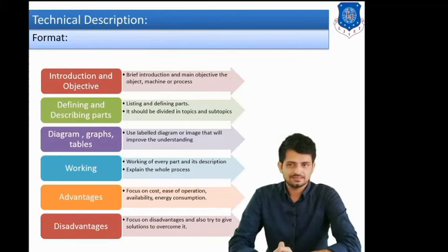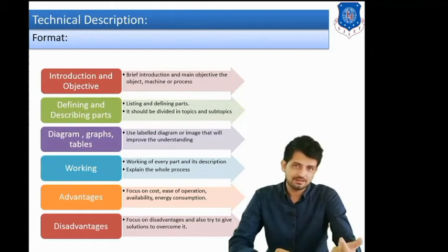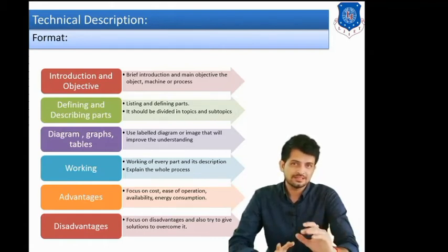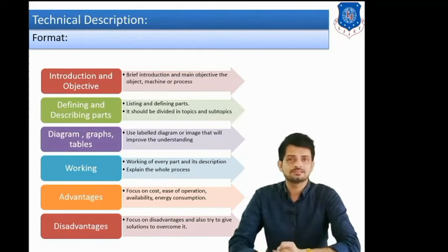And the last one is disadvantages. See, it is not like that each and every process, each and every object has only advantages. It also consists of some disadvantages. You have to write the disadvantages in such a way that you have to show some remedies, some solutions to overcome the disadvantages, right?